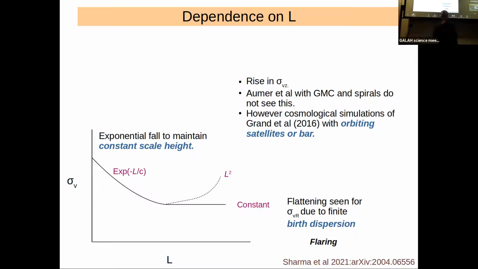But this rise is difficult to understand. And in simulations, actually, you see that, and it's most likely because of orbiting satellites, because in the outer disk, the self-gravity is less, and the orbiting satellites can perturb more, the vertical motion can be perturbed more easily.